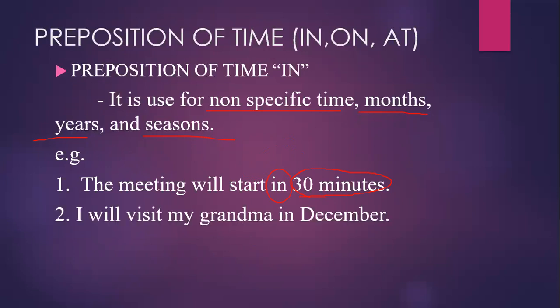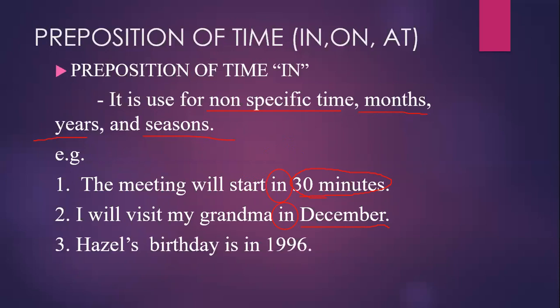Next, I will visit my grandma in December. Why we use the preposition of time in? Because we are just talking about months. There is no complete or exact date on when you will visit your grandma. We do not know because there are a lot of dates in December. We have December 1, 2, 3, 4, 5 to 31, okay?